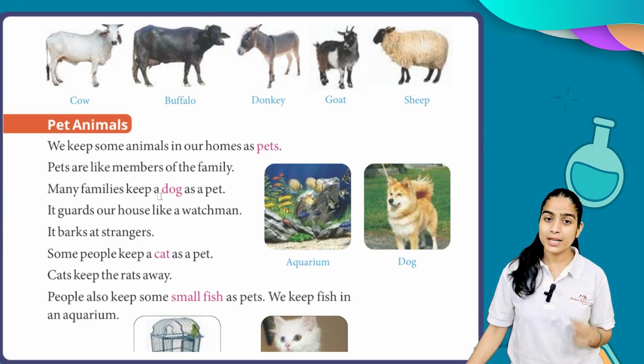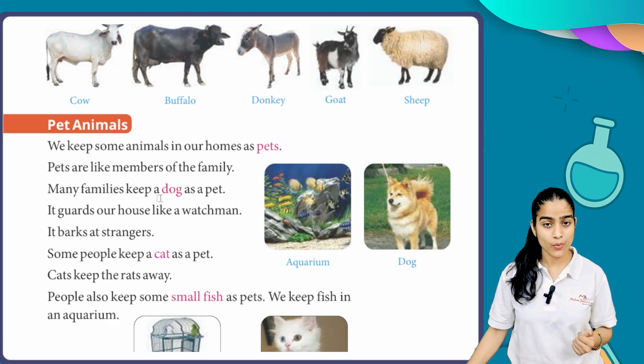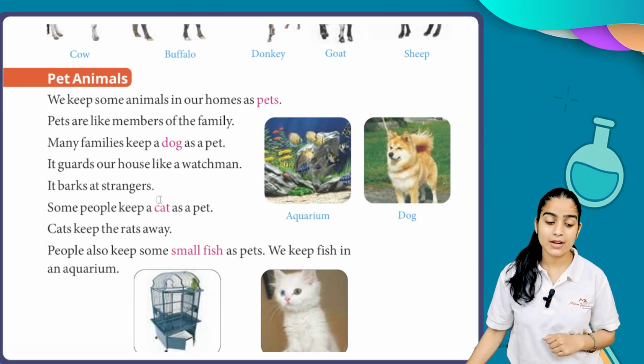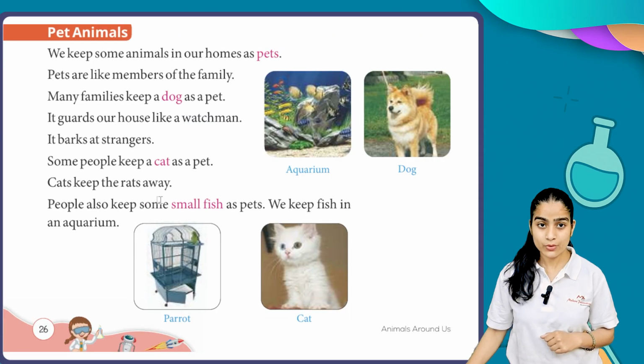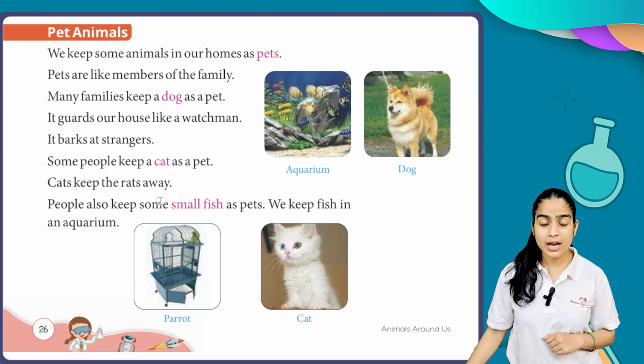Your pet dog will help you protect your home as a watchman does. It barks at strangers. Whenever you see some stranger in your home, your dog will start barking at him or her. Some people keep a cat as a pet. Cats keep the rats away. People also keep some small fish as pets. We keep fish in an aquarium, where our fish stay.